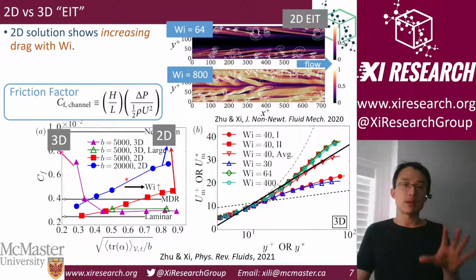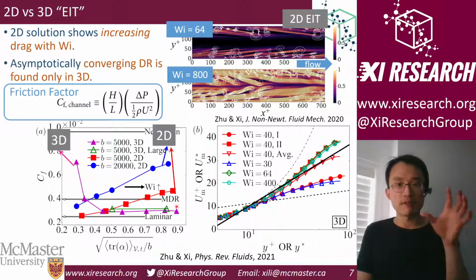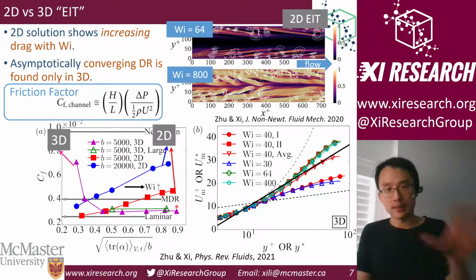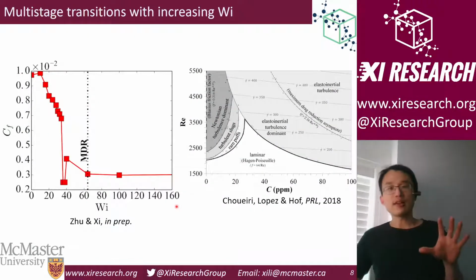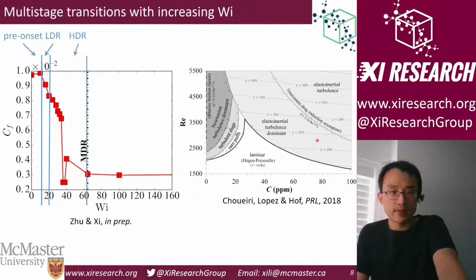But if we allow the simulation to run in 3D, we find that we are getting drag reduction for sure. We are getting lower friction drag with increasing Weissenberg number, but eventually it goes to a plateau. So we do capture this asymptotic convergence to MDR as happens in experiments. On the left here is exactly the same graph, but I'm just adding more points, which is friction drag as a function of Weissenberg number. And you can clearly see that we capture all the stages of transition seen in experiments. We have the onset of drag reduction, we have LDR, we actually have HDR, then the convergence to a final state called MDR.